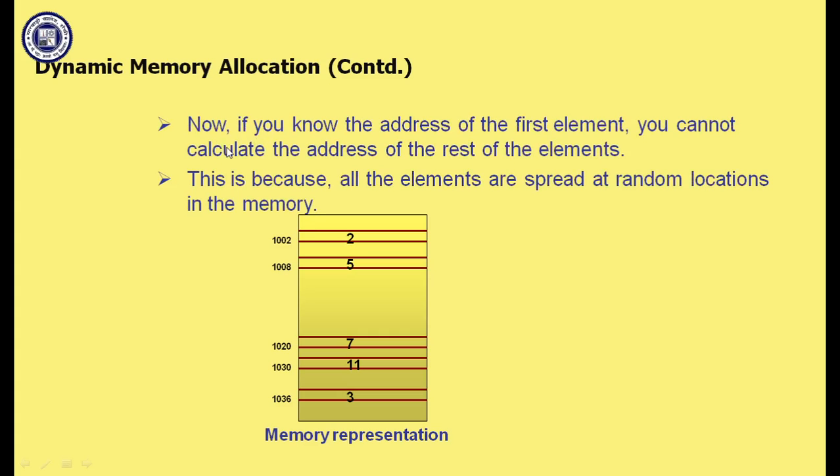Now, if you know the address of the first element, you cannot calculate the address of the rest of the elements. Here the first element is 2, whose address is 1002. So by knowing this address 1002, we cannot calculate the address of the subsequent elements because we do not have any chronology, any sequence in which the elements are stored.